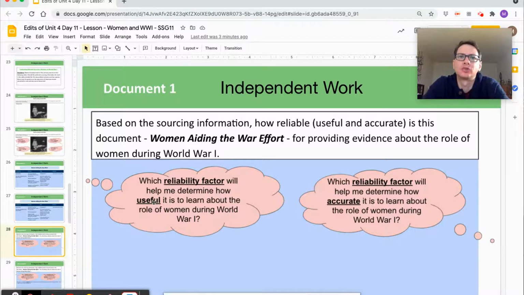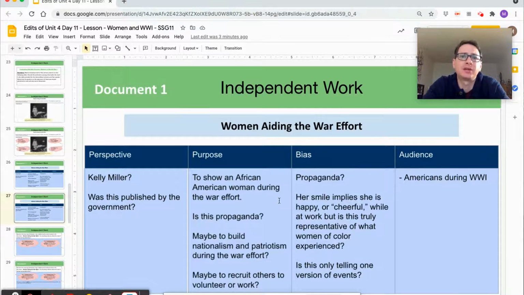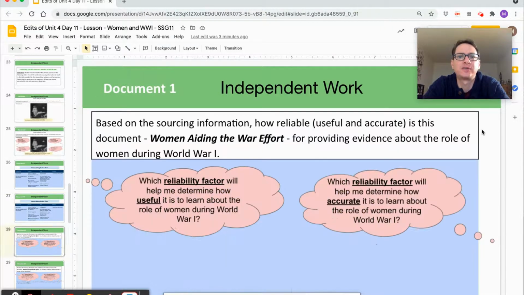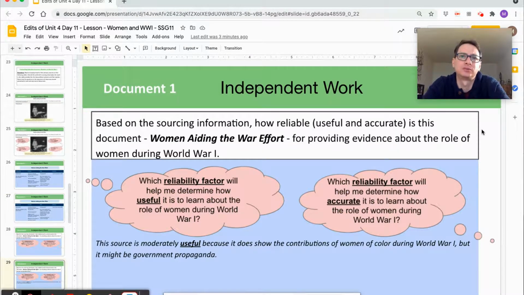I'm going to start with its usefulness, and to help me, I'm going to flip back to the notes I just took, and my attention is drawn here to its purpose. Because I think it was published by the government during a war, as well as its title, I worry that this might be propaganda, which may limit its usefulness. However, it does show a woman of color contributing to the war effort, so it is useful as evidence of that. So I'm going to go ahead and classify it as moderately useful.